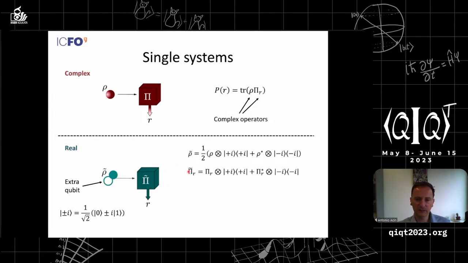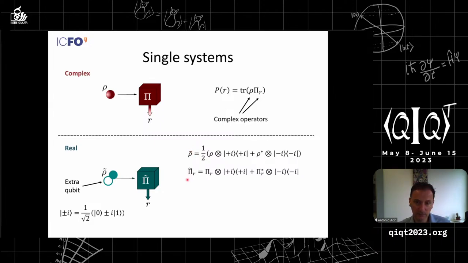So what this real quantum physicist does is take the state prepared by the complex quantum physicist, rho, and construct this new state in this larger Hilbert space, which is rho tensor product I plus rho complex conjugate minus I. You can see that this state is real. If you take the complex conjugation here, rho goes into rho complex conjugate and I goes into minus I, and rho complex conjugate goes into rho and I goes into minus Y. So the two terms exchange, and this rho tilde complex conjugate is equal to rho tilde.